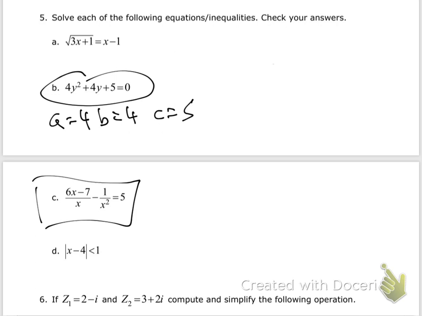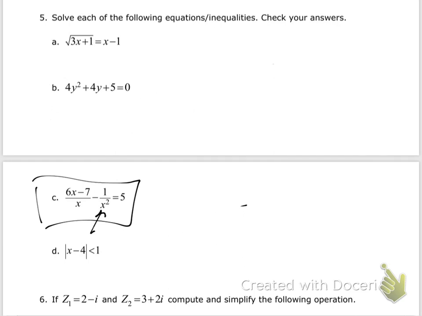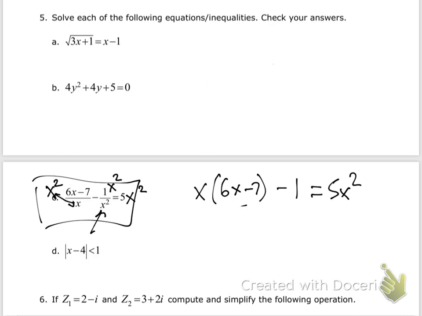The common denominator is x squared, just like the common denominator of 2 and 8 is 8, because they'll both divide by 8. So let's multiply everything by x squared. This gets multiplied by x squared, that gets multiplied by x squared, and that gets multiplied by x squared. Because the x's cancel in the first one, I'm going to have x times 6x minus 7, minus 1 equals 5x squared. Again, one of the x's cancels here to leave me with this x.